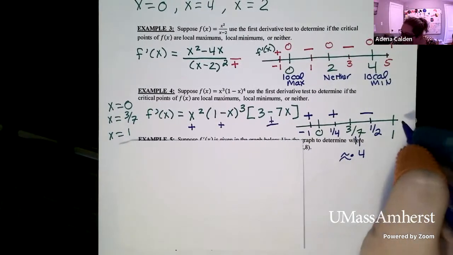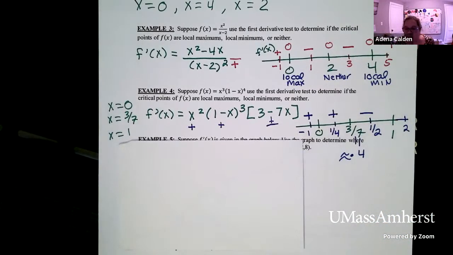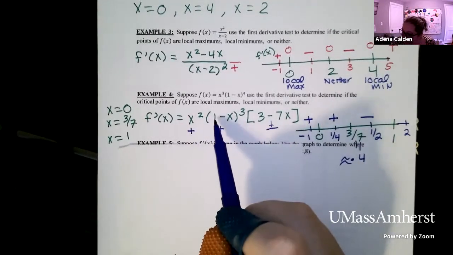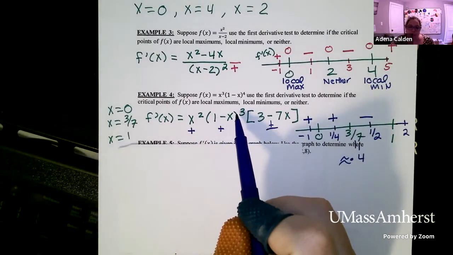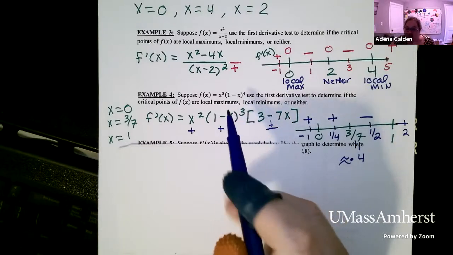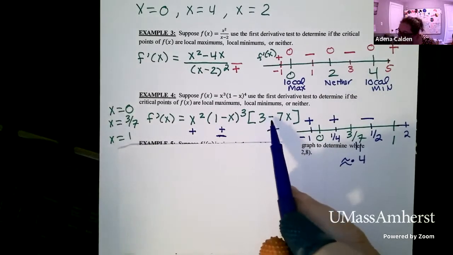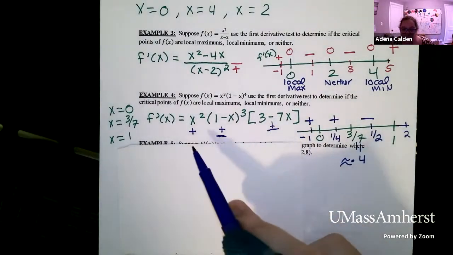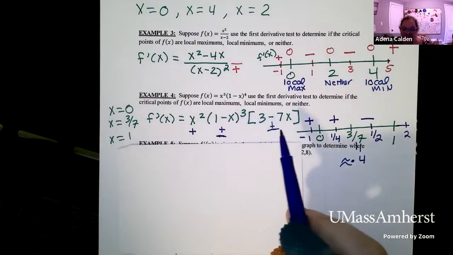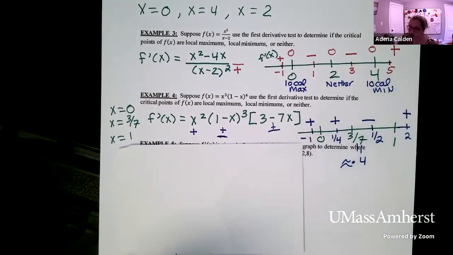And then finally, I need to test something slightly bigger than 1. So I'll pick 2. So 2 squared is positive. 1 minus 2 cubed. So 1 minus 2 is -1. -1 cubed is negative. 3 minus 14, that's also going to be negative. So I have positive times negative times negative. The negatives will cancel, and I will get something positive.